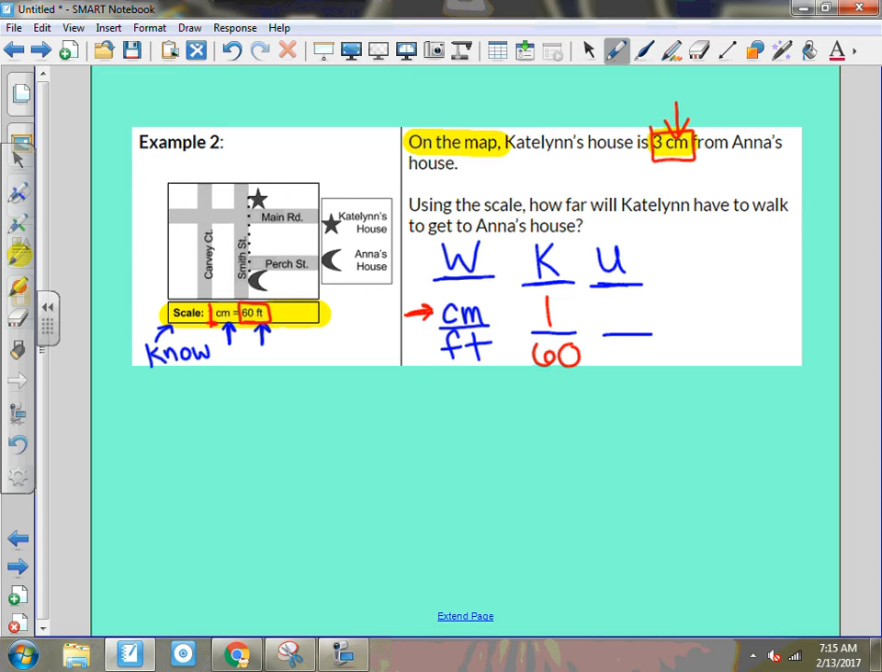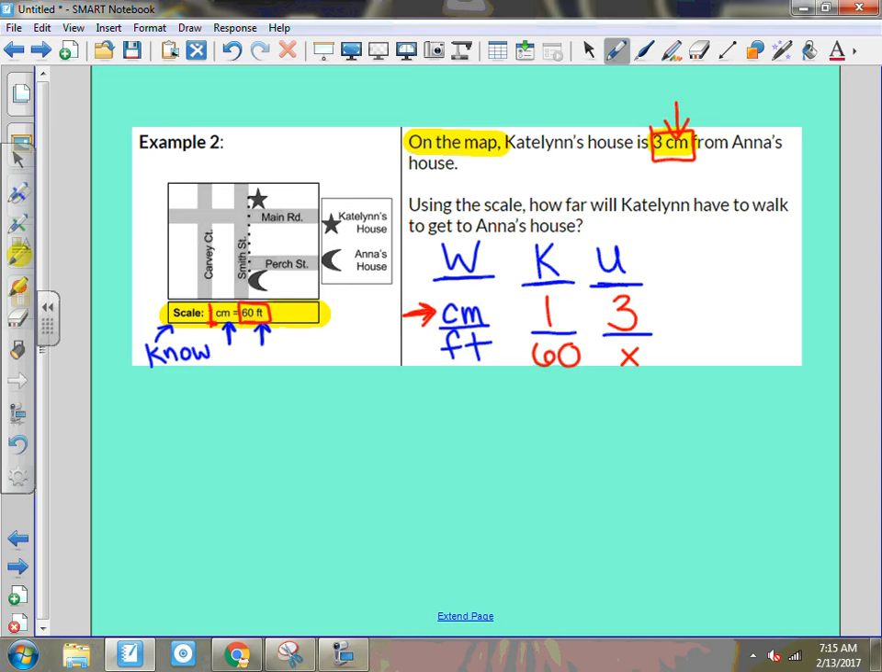Well, remember, centimeters is on the top of my fraction. I picked that at the beginning. It's got to stay on the top the entire way. So I'm going to put a 3 up there. But I don't know how many feet that actually is, so I have to use my variable to hold its spot. I'm going to go ahead and write an x. So now I've set up my WKU, and I put a lot of information into this.